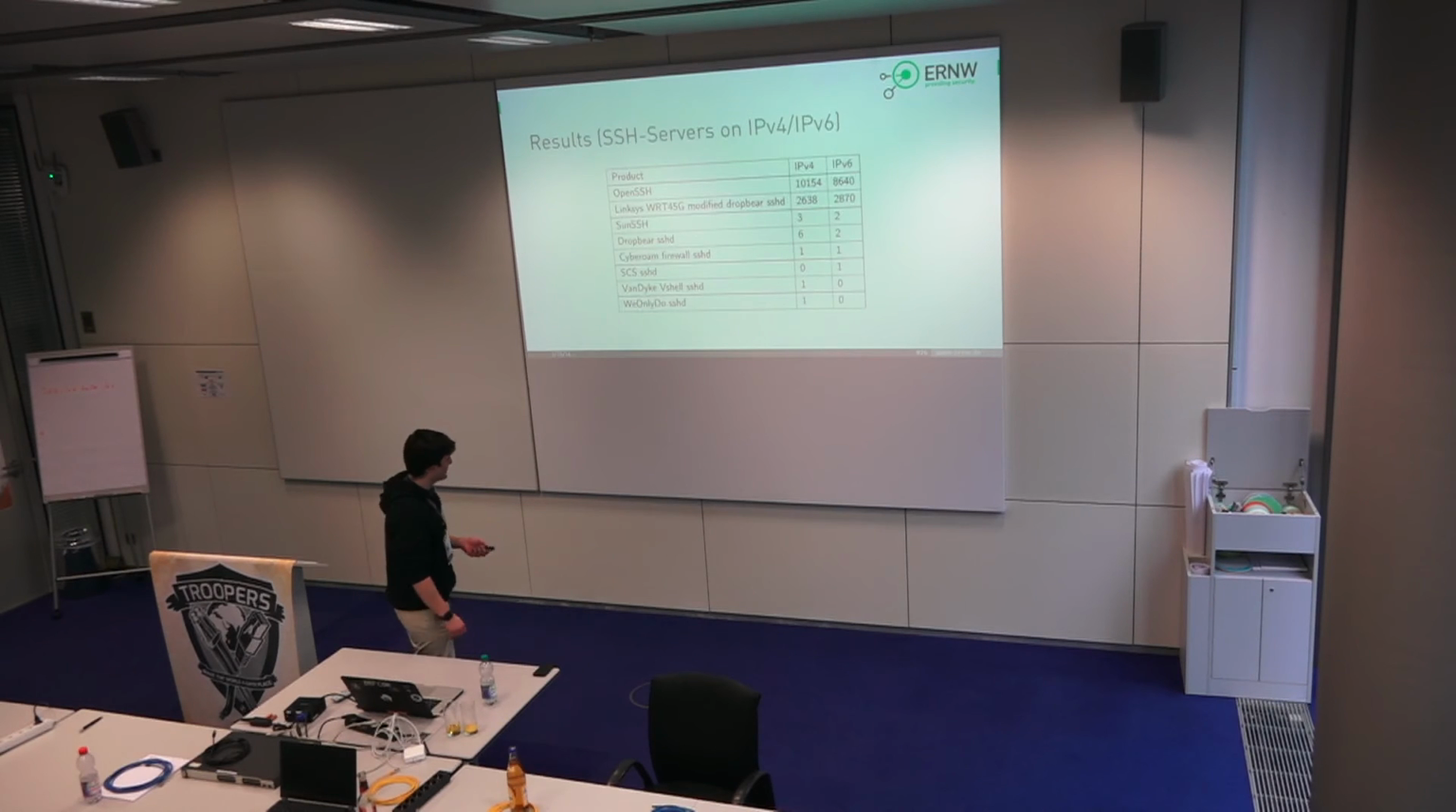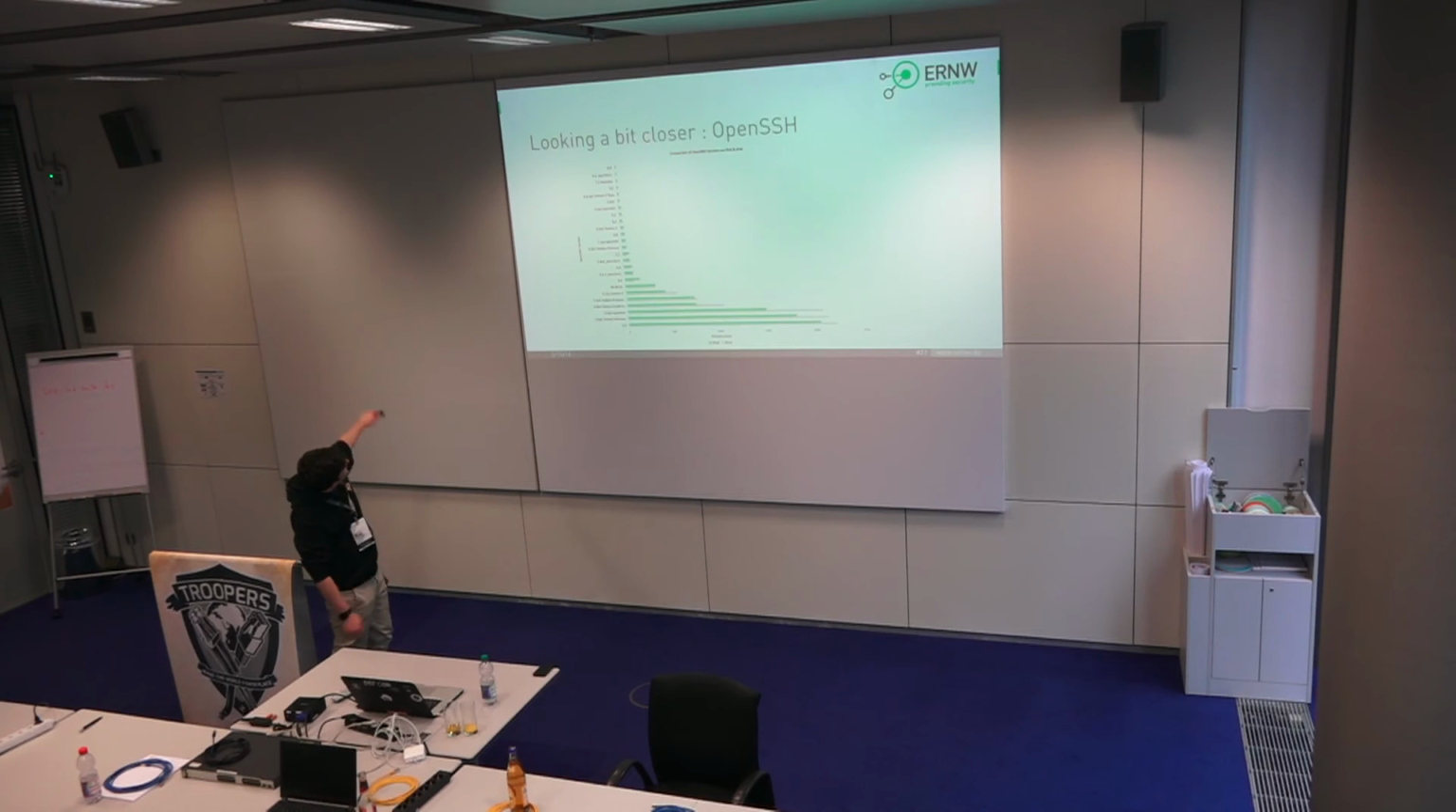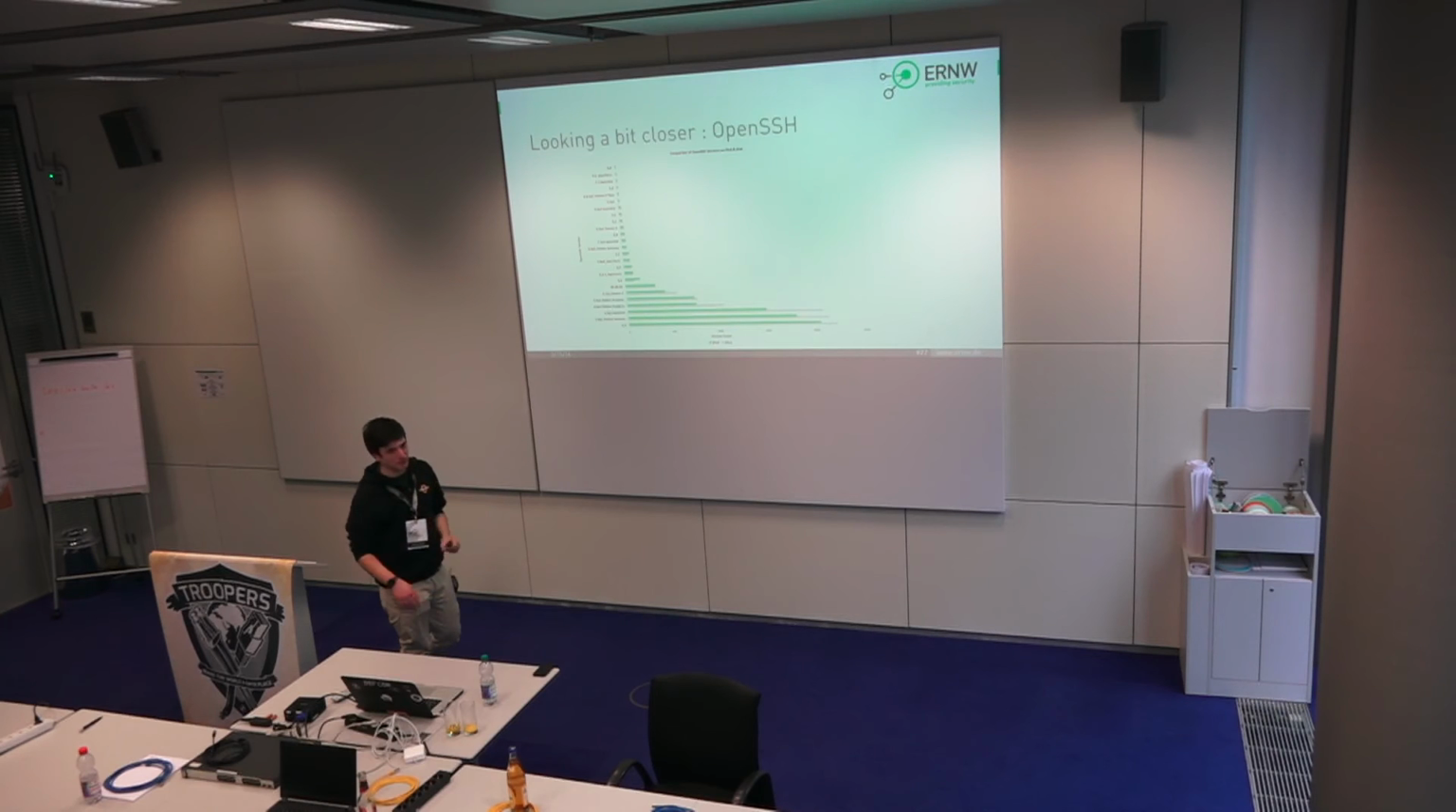As with the MySQL servers, I did the same version and product detection on the SSH servers too. So as you can see here, the green one is always IPv6, and the gray one, gray because it's old, is IPv4. You won't find much difference in those versions. You find a huge difference in those versions.